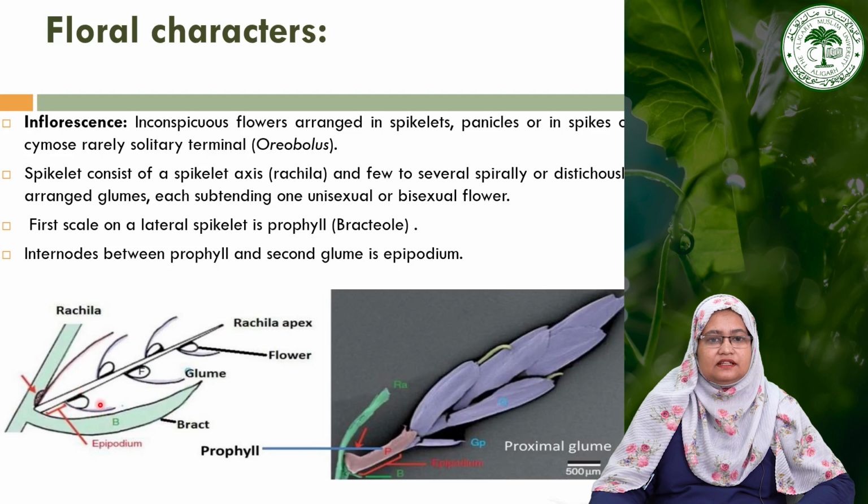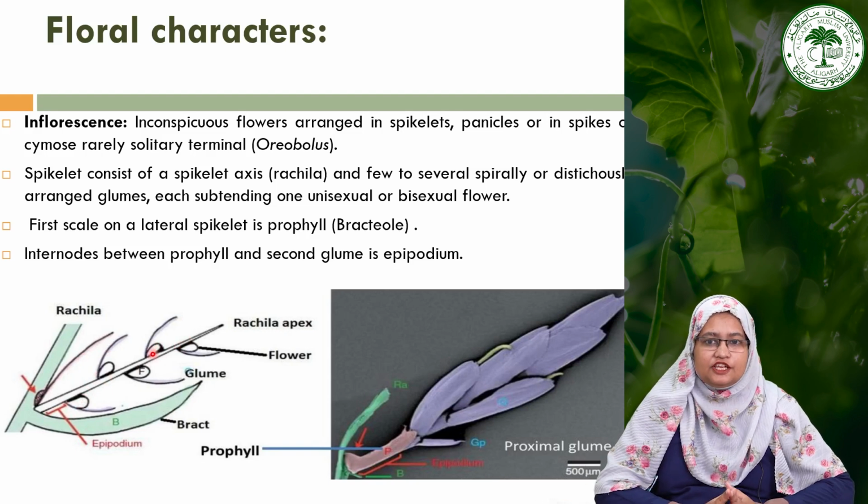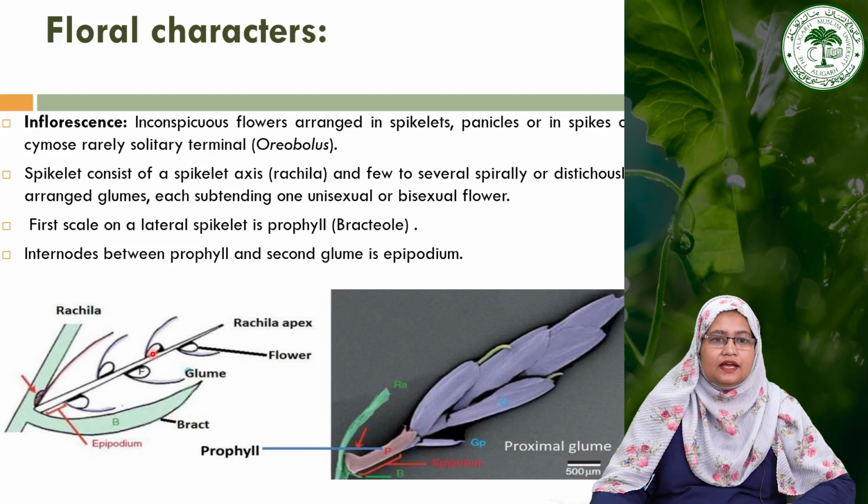You can see these are the rachilla apex, and from here you can see these are the glumes, which may be subtended by a unisexual or maybe bisexual flower depending upon the species. And the first scale on the lateral spikelet is called the prophyll, as you can see here. This is the prophyll, also called the bract, and the region in between this prophyll and the rachilla is the second glume.